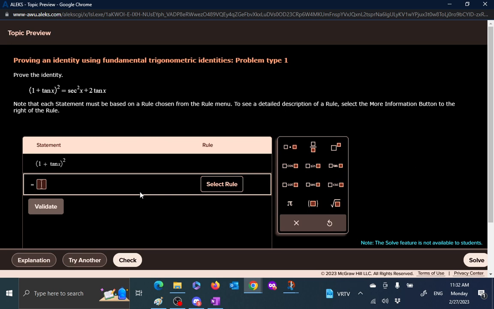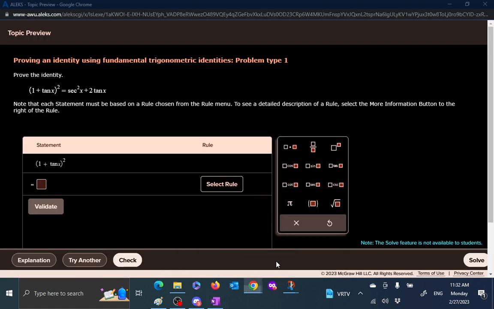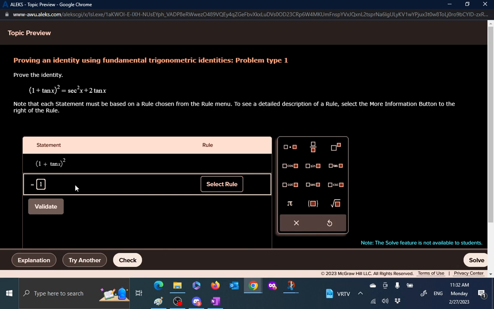1 plus tan squared is secant squared plus 2 tan x. Well, 1 plus tan squared. Let's remember that if you want to square the sum of two items, square the first item, square the second item, and add twice the product of the two. So those are things to have here. So 1 plus tan squared: square of 1 is just 1. Square of tan squared, well, that is tan to the power of 2 of x, and then plus 2 tan x.